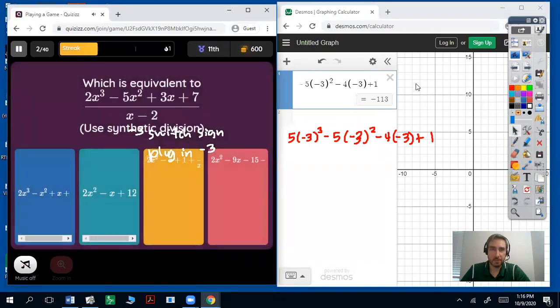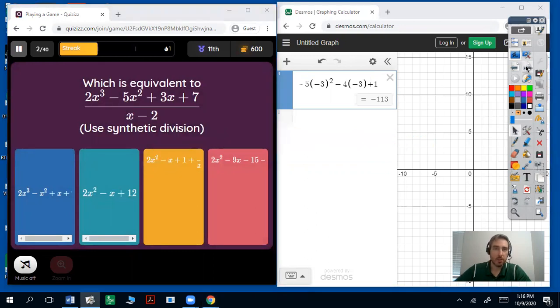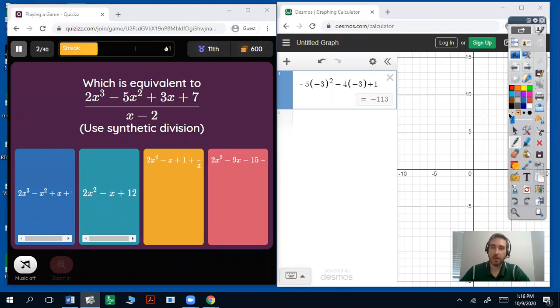Ooh, I see people have started already. All right, number 2. Which is equivalent to 2x cubed minus 5x squared plus 3x plus 7 divided by x minus 2? Use synthetic division. Well, let's use synthetic division. So again, switch the sign. Put the 2 on the outside and get your coefficients. So 2, -5, 3, and 7.